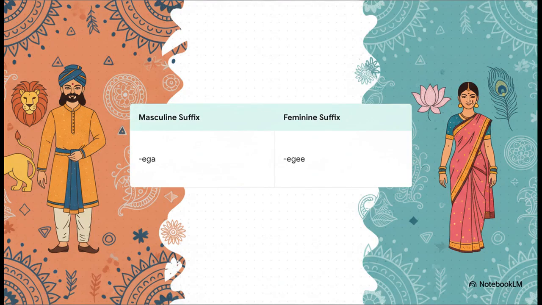And here they are. These are the only two endings you need to know for this. For any masculine subject, like he or a man's name, you'll add ega. And for any feminine subject, like she or a woman's name, you add egi. Hear that little difference? Ega. Egi. Seriously, that is the entire rule.